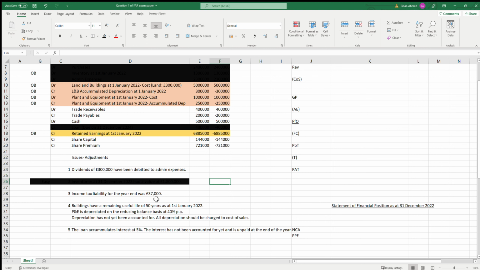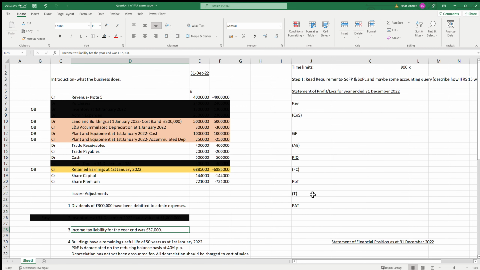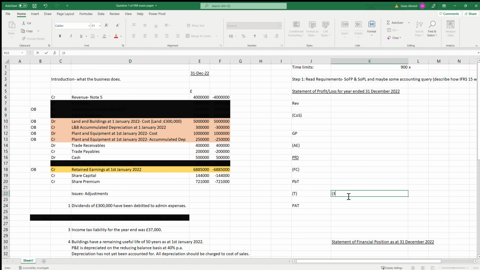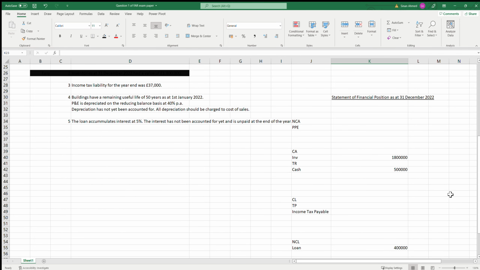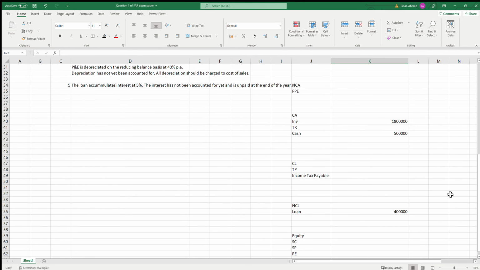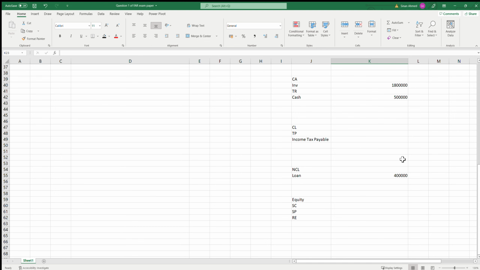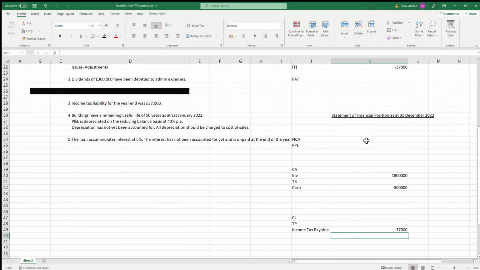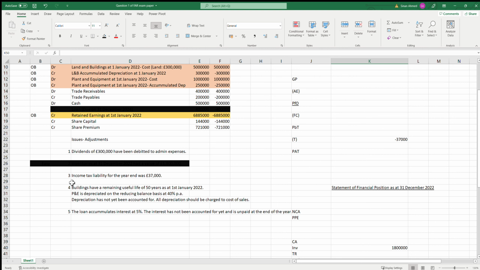Okay, well there's income tax liability for the year ended 31st, income tax liability for the year ended 37,000. Okay, so I just put my income tax here. The income tax is always a post TB adjustment. Okay, so income tax payable is going to be here. So I'm putting it to both sides, right? Fine, good.